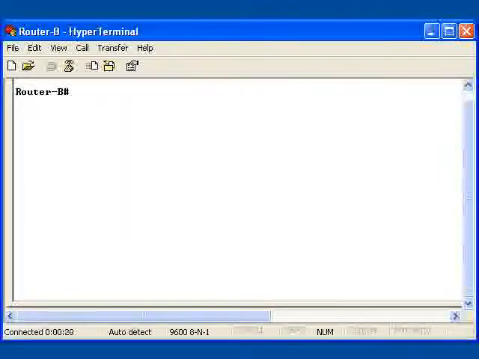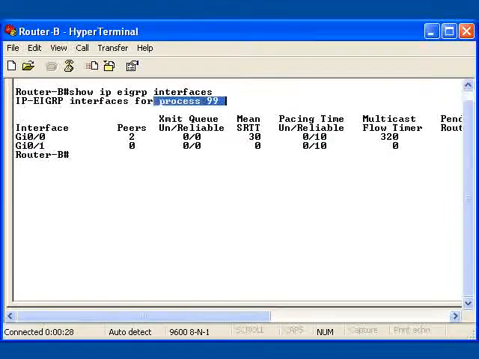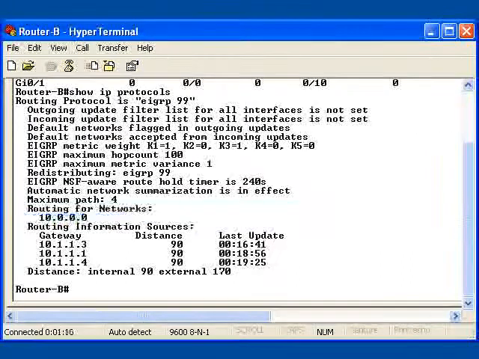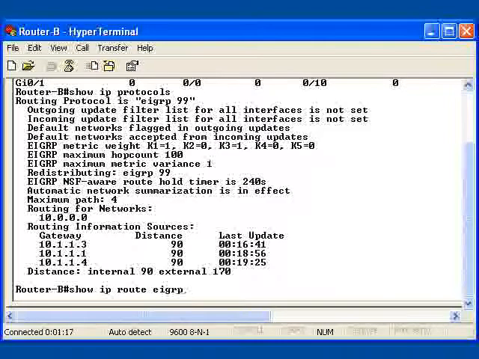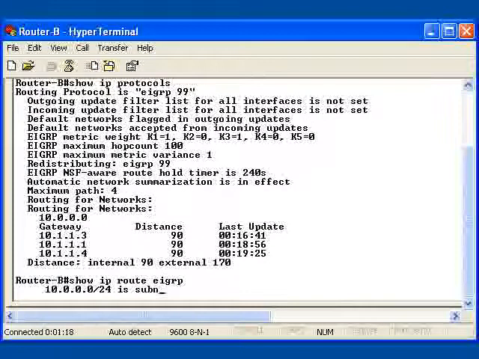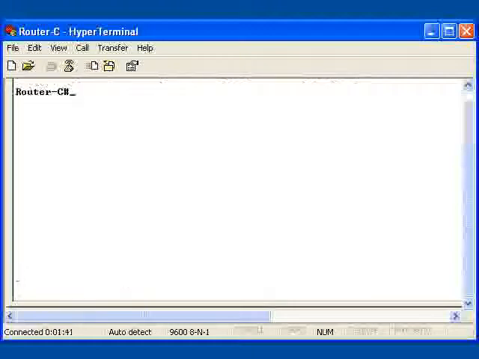At the end of the show ip protocols command on Router B, we find 2 routing information sources listed, 10.1.1.1, Router A, and 10.1.1.3, Router C. But the show ip route eigrp command output shows that Router B knows of only one EIGRP route, 10.1.11.0/24. Now take a look at the next part of the example.